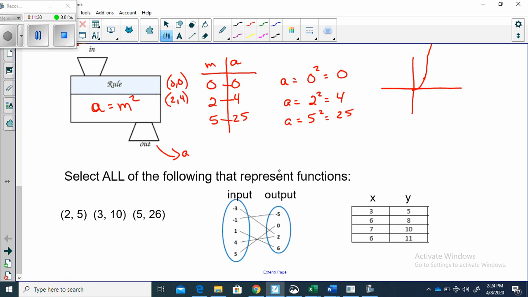Select all of the following that represent functions. If you've got a function, each input has one and only one output. In other words, your x's cannot repeat. Let's look at this and see.